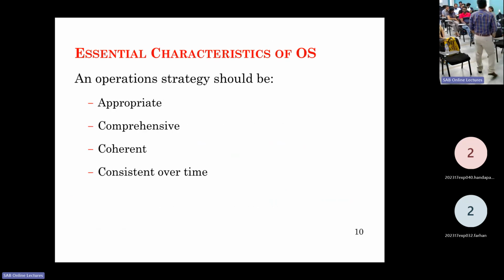Right. This is the last page before the feedback. These are four main characteristics explained in textbooks as good characteristics of operation strategies. What is the first point? Operational strategy should be appropriate. That has a broader meaning, by the way. Appropriate for what?